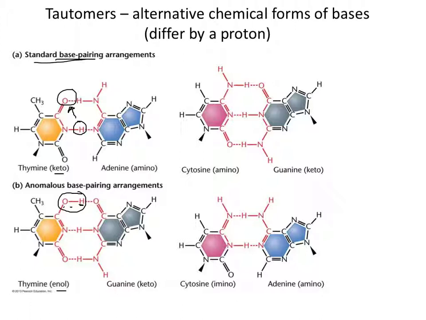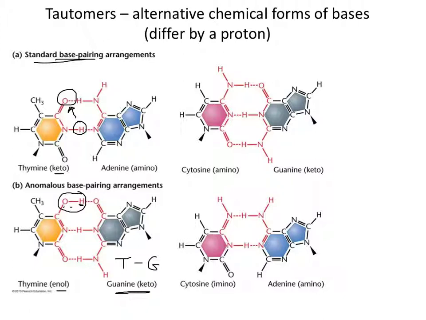And so when thymine is in the enol form, it favors base pairing with the standard form of guanine, the keto form shown on the right. So now we have a TG base pairing scenario, and that's a little unusual. That's non-standard or anomalous base pairing.